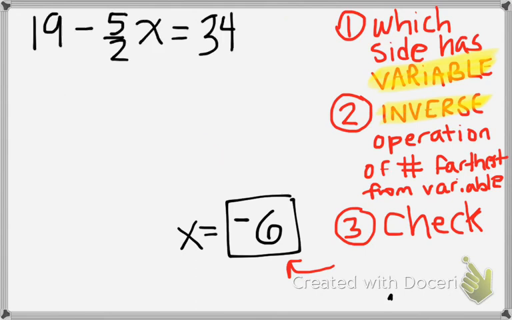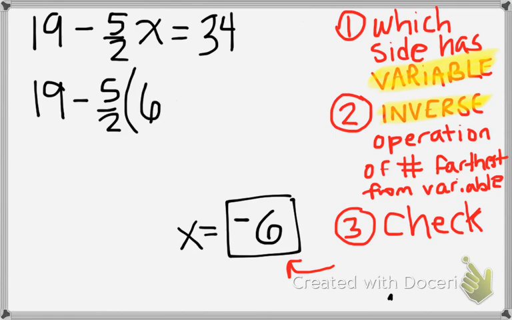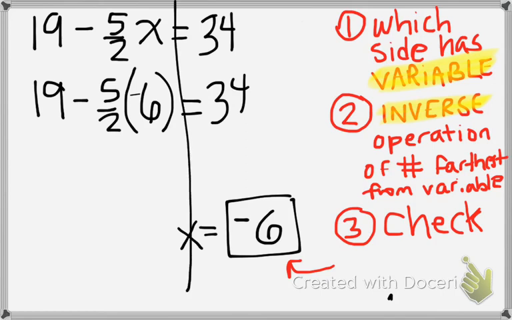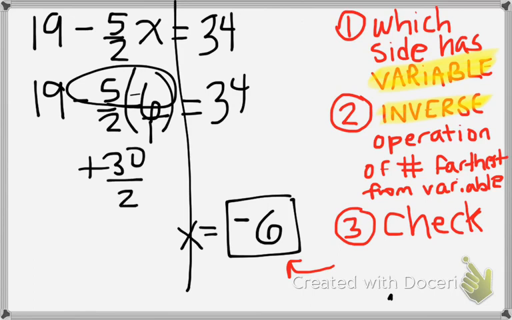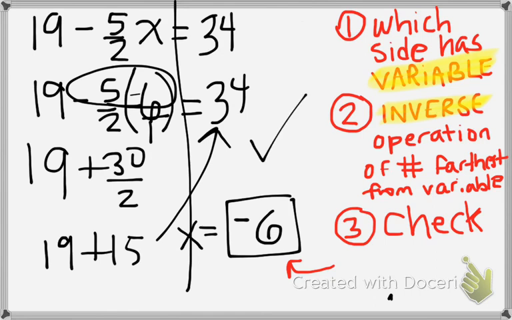Okay, so plugging it into the original problem, I would get 19 minus 5/2 times negative 6 equals 34. So we're just going to simplify the left-hand side right now. Order of operations says I'm going to do multiplication before addition. Let's see, that's positive 30 over 2, which is a positive 15. And then I'm going to do my addition. 19 plus 15 is 34. So good, we checked it.